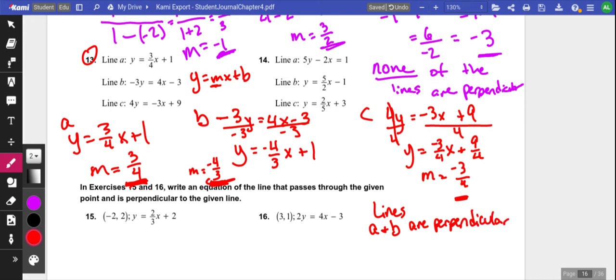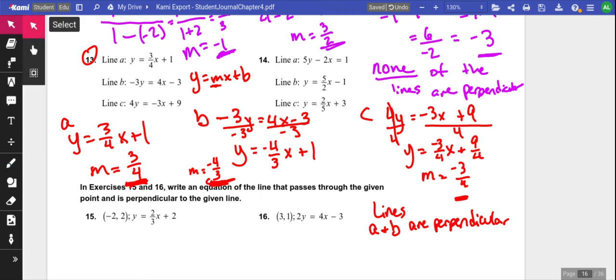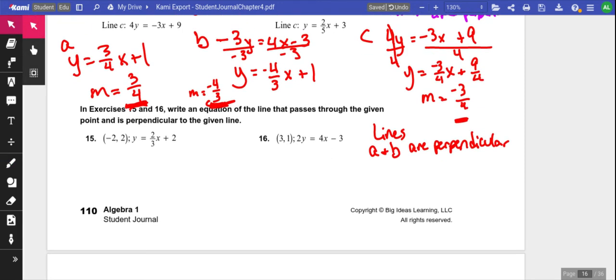All right, just one more, and I actually think these types are the easiest, because we're given a point. It's saying write an equation of the line that passes through the given point and is perpendicular to the given line. So we're given a point, and we have to figure out the slope, and it doesn't tell us what type of equation to write. So I'm just going to use point slope form. All right, so easy enough.